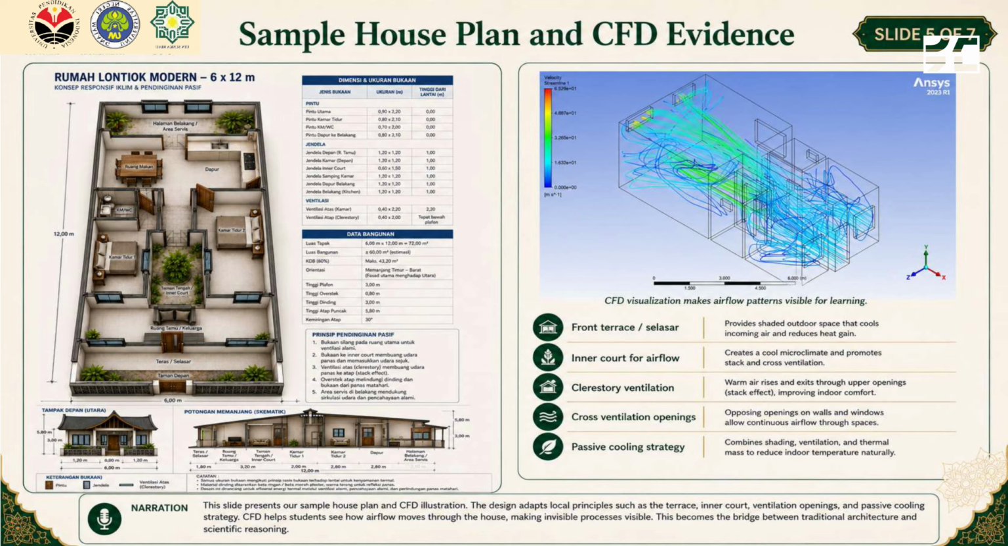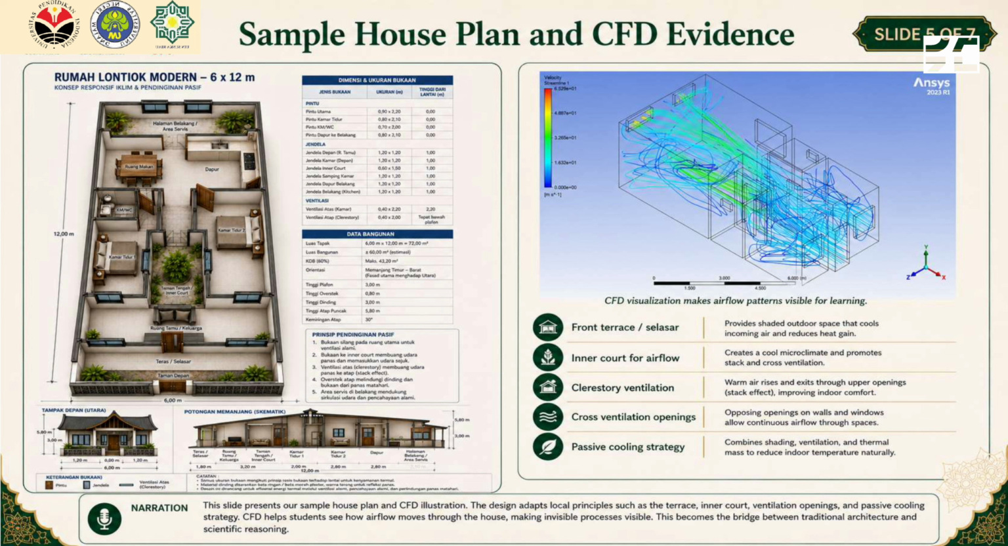The inner core creates a small microclimate and supports air circulation in the center of the house. Openings on selected sides support cross ventilation, while upper ventilation or clerestory openings allow warm air to rise and exit from the building. Through this design, students can study how the placement of the windows, doors, ventilation openings, and the main entrance can influence airflow direction and indoor comfort. They can compare airflow before and after design changes, making the learning process more investigative.